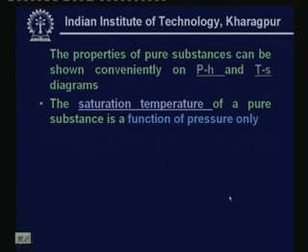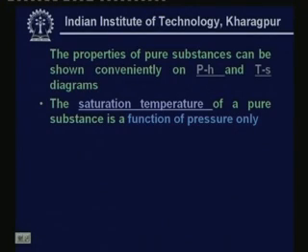The saturation temperature of a pure substance is a function of pressure only. So what do you mean by saturation temperature? Saturation temperature, for example, for a liquid vapor mixture can be defined as the temperature at which the liquid and gaseous phases exist in equilibrium. That means at a given pressure, the temperature at which the liquid and gas phases exist in equilibrium is known as the saturation temperature for the liquid gas phases. Similarly, you can also have saturation temperature for solid liquid or solid gas regions.